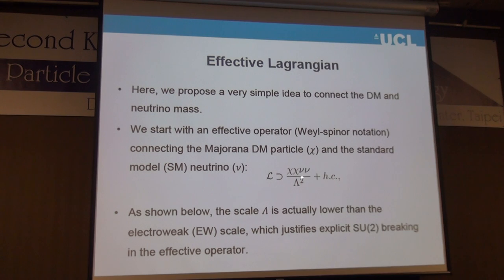Okay, so that's the only one. The first thing you will notice is that this one breaks SU(2)_L, right? Since the neutrino is embedded in the SU(2) doublet. But as we shall see below, the actual scale here is lower than the electroweak scale, so it's okay as long as you conserve the U(1) charge, since at that scale the electroweak symmetry has been broken already. That is the reason why we can justify the explicit SU(2) breaking in this kind of setup.